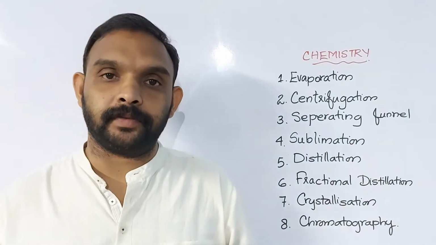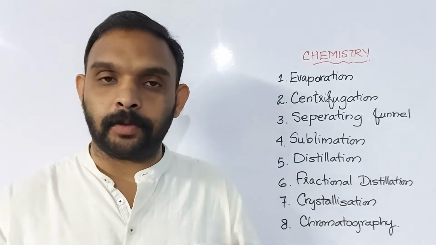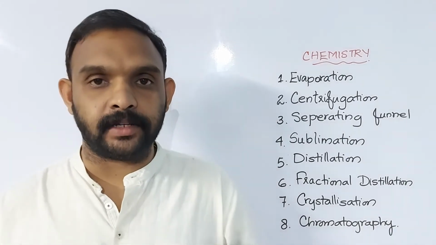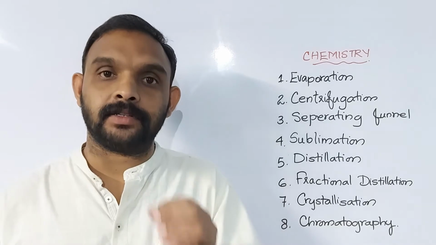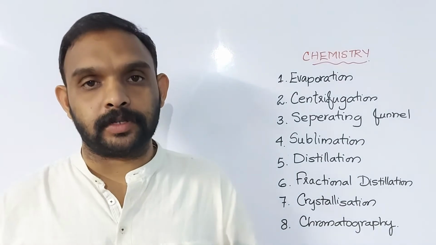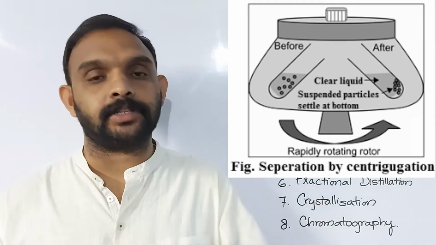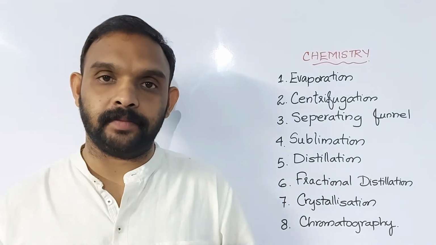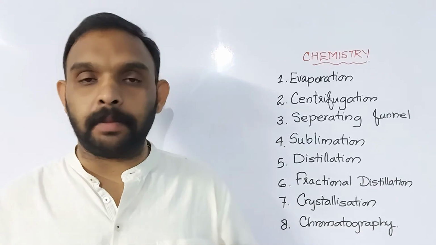Now the second one we have is centrifugation. What is centrifugation? You might have seen that at your home, your mother may separate butter from cream, isn't it? Or you might have seen how cream is separated from milk. So that simple process we call centrifugation. The principle of this process is that denser material will settle down at the bottom and lighter particles will go up when spun rapidly.